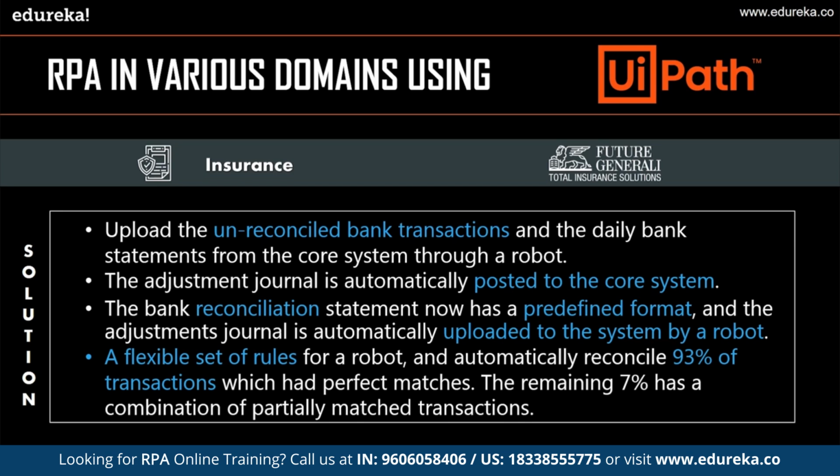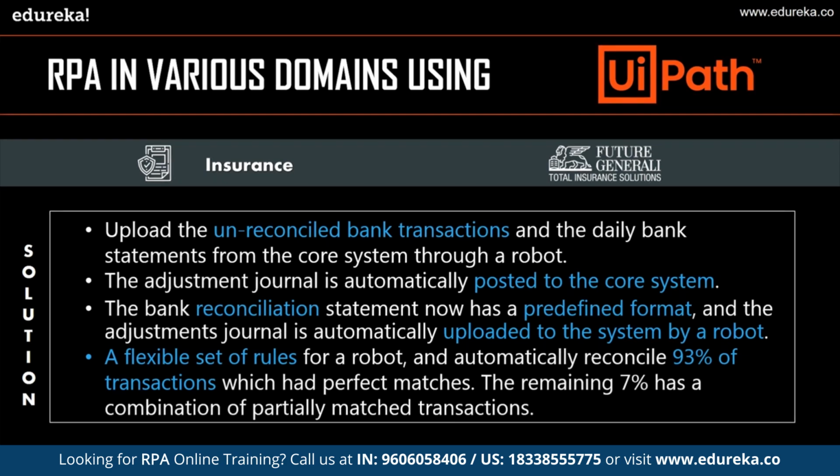The remaining 7% would have a combination of partially matched transactions. So I hope that you've understood how RPA was used by Future Generali to automate the reconciliation processes and also to remove the errors and reduce the cost. So they started with the scripting based automation, and then they moved towards UiPath. Through UiPath, they built robots to automate the task of sending record files to the client, and every email that had an attachment was password protected.